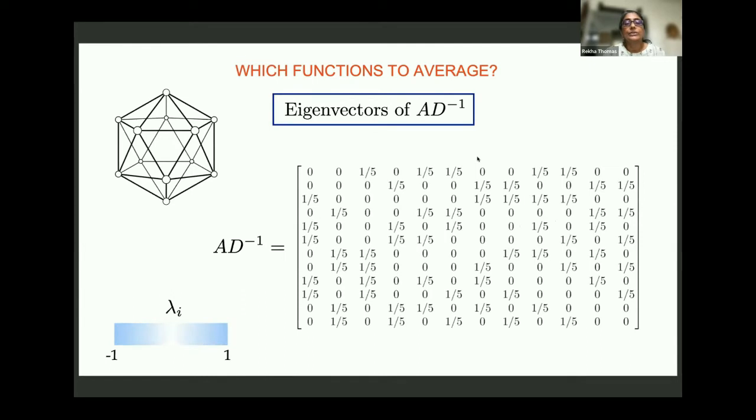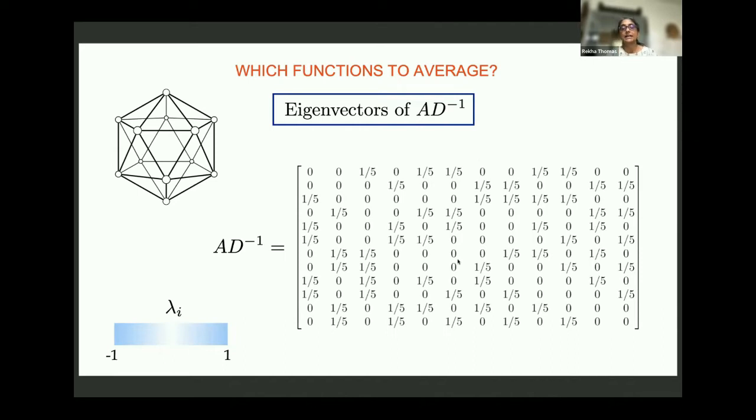So here's an example. On the left, you see the icosahedral graph, and the icosahedral graph has 12 vertices. So AD inverse is a 12 by 12 matrix. A is a 0, 1 matrix, and the 5s that you see in the denominator come from the D inverse because every vertex has degree 5.